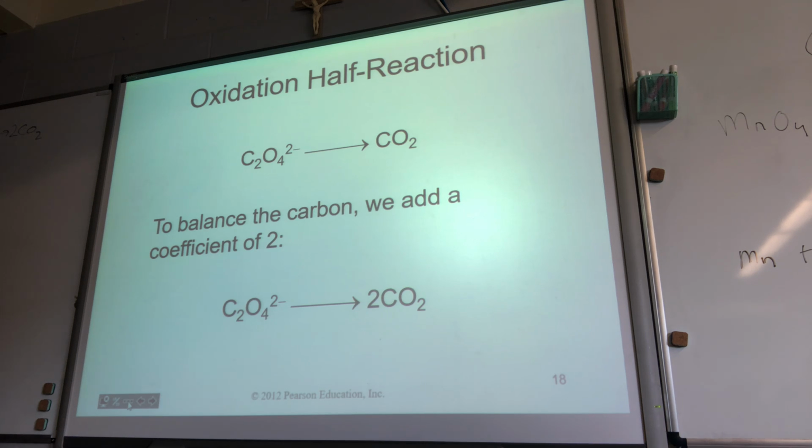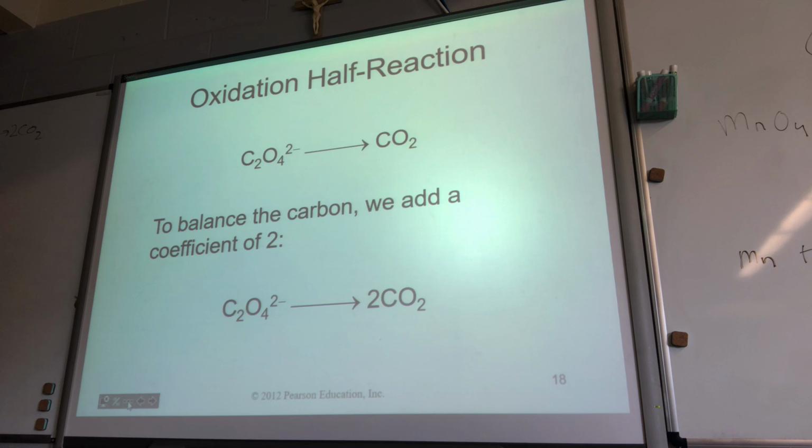Why do we do it? Our goal, before we add them back together, is to make both reactions have the same number of electrons so that they cancel. And because this is a reduction-oxidation reaction, they will cancel. One of your reactions will have electrons on the reactant side, and one of your reactions will have electrons on the product side because of what we're doing. But let's go back to this one.